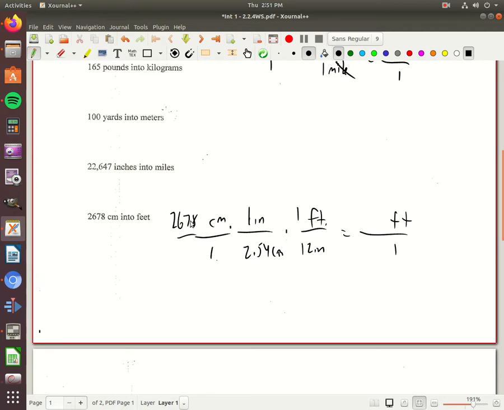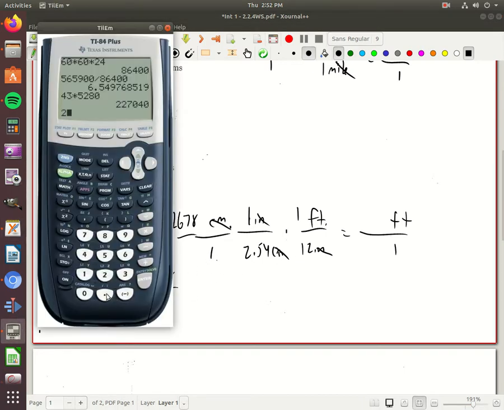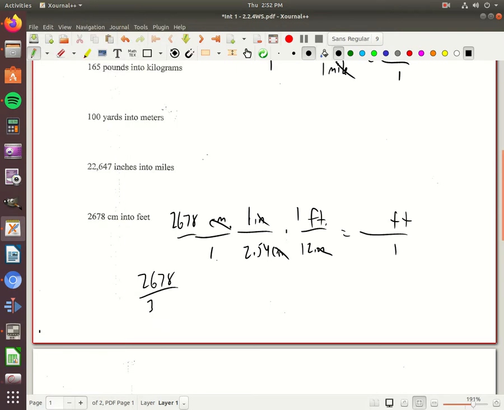Again, I stop when I get to the question. So at this point, the centimeters are going to cancel, the inches are going to cancel. My answer will be in terms of feet. I multiply the top. Obviously, I get 2,678. I'll multiply the bottom. I'm going to get 2.54 times 12. And I'm going to get 30.48 on bottom.